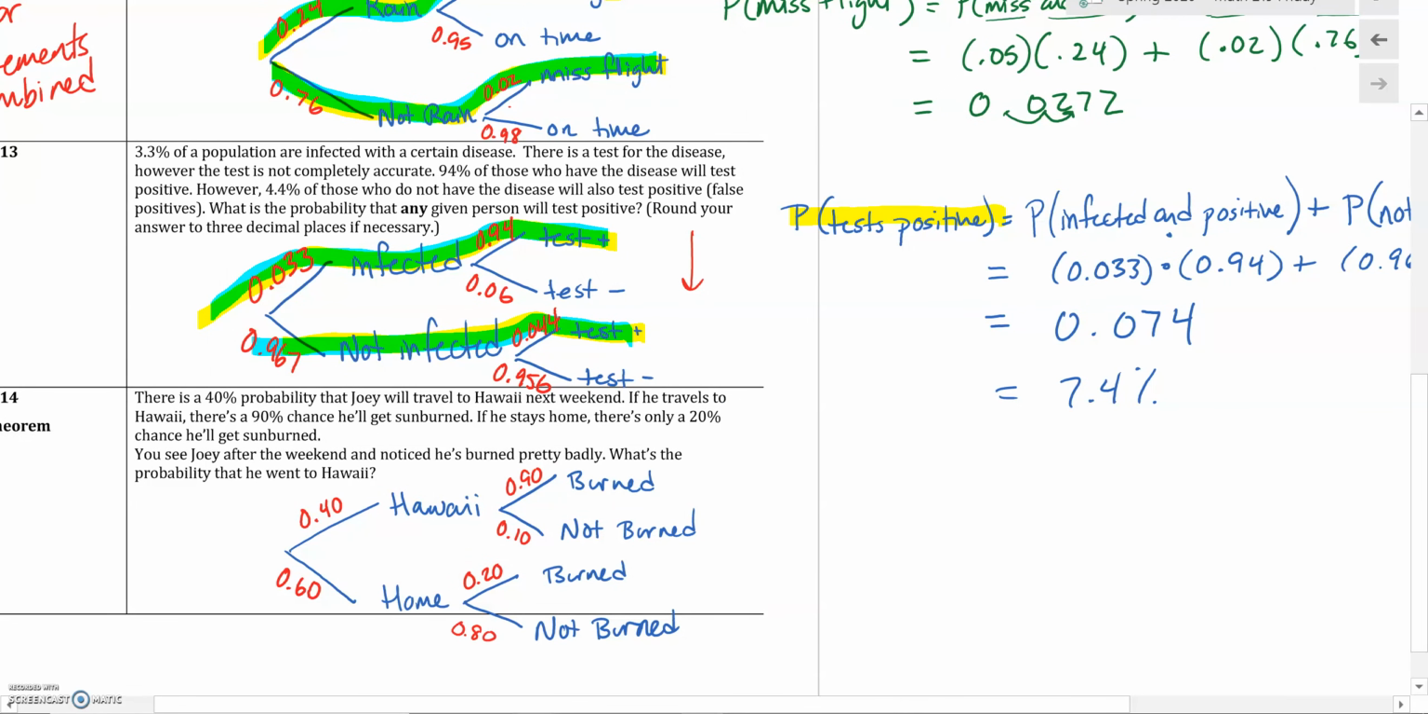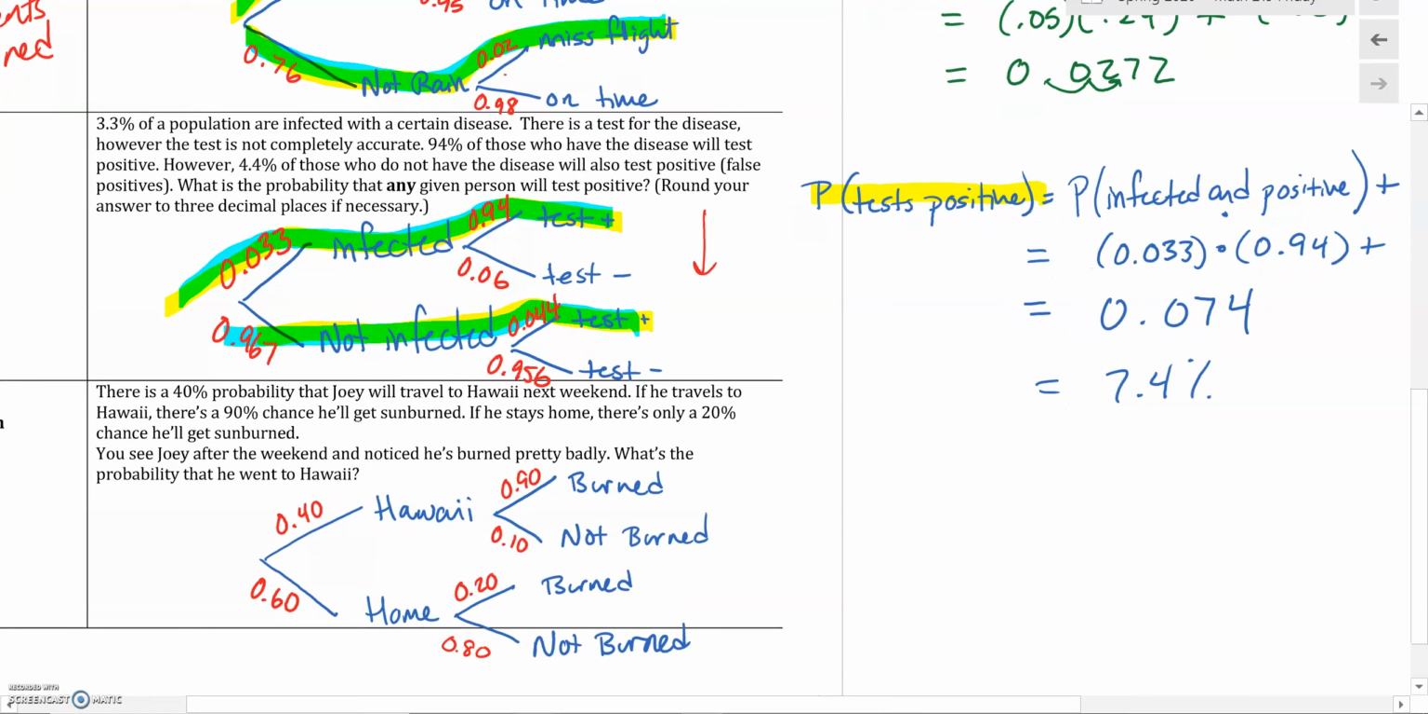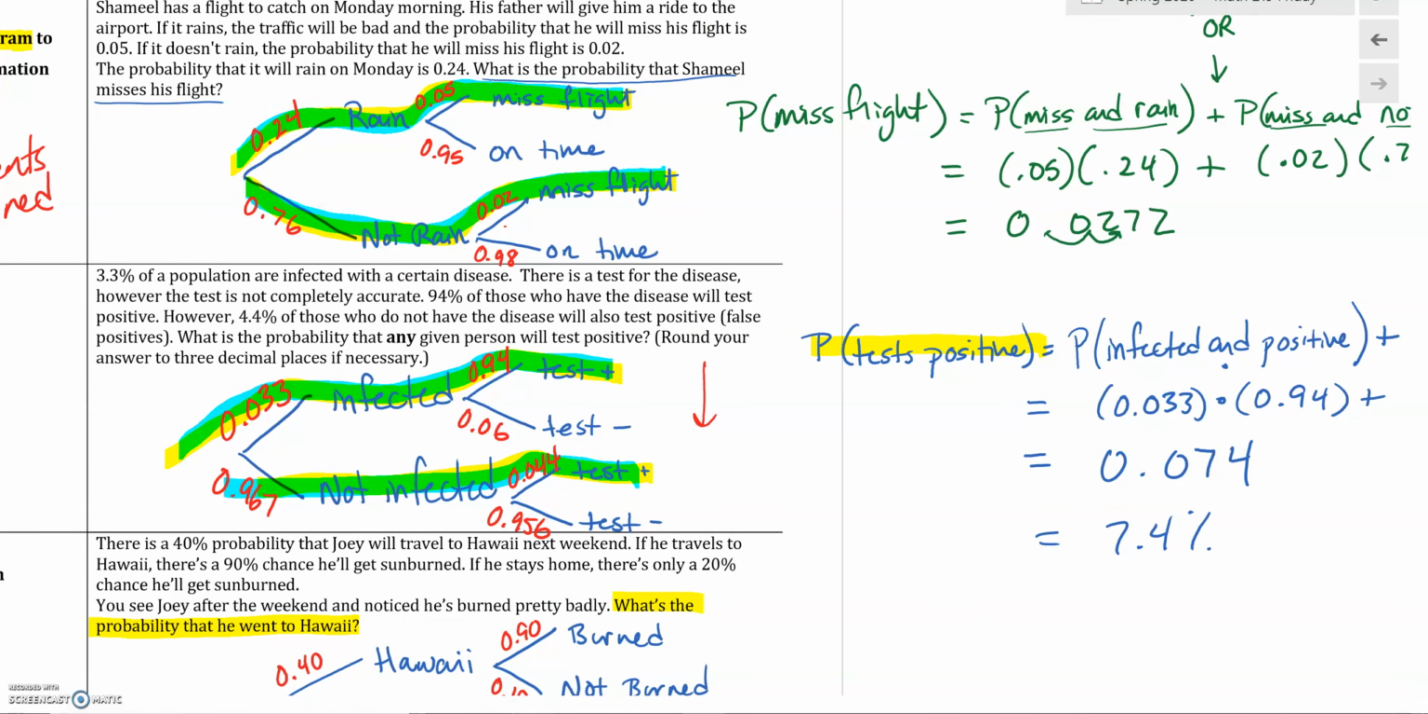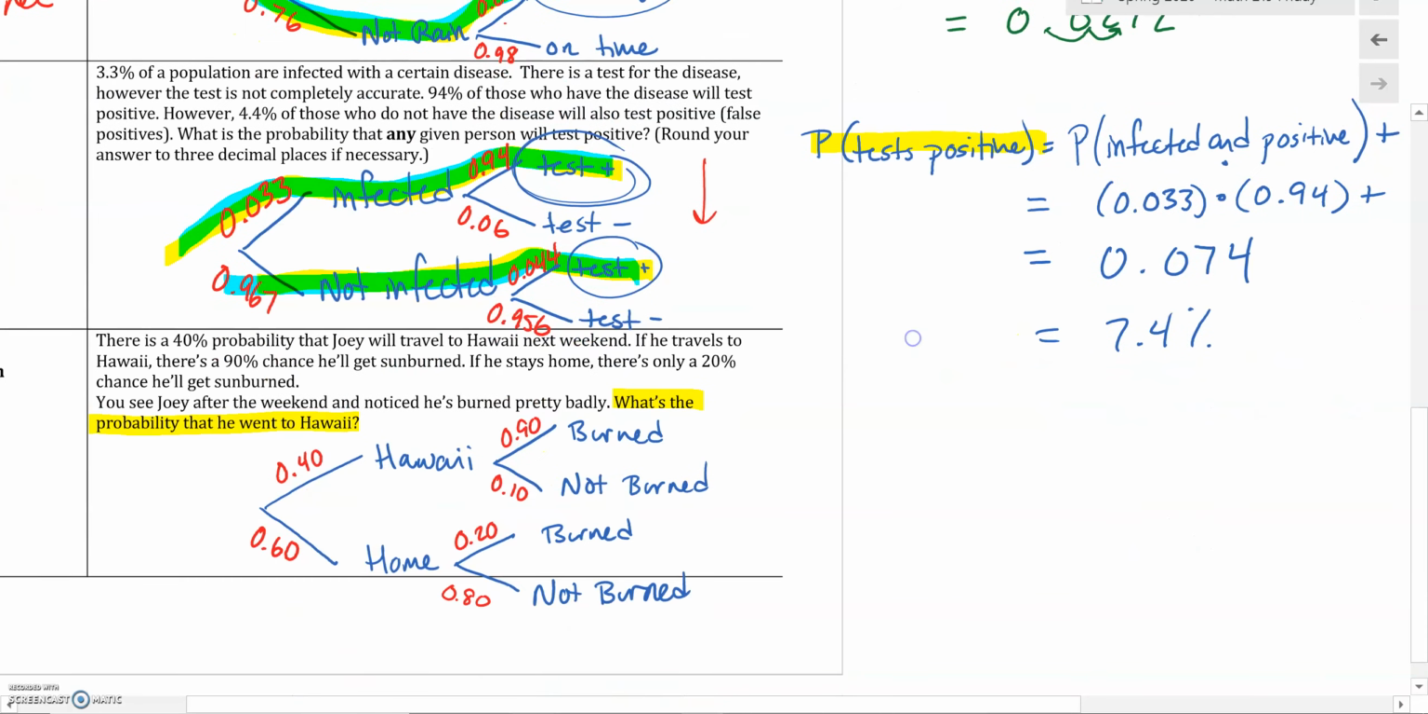Okay, here's where this is a little different than the last two we just did. The final question is a little different. It says, after the fact, we notice that he's got a sunburn. So what's the probability that he went to Hawaii? See, for all these, we are trying to find out what's the probability that he got to this ending point, right? That he missed the flight or that he tested positive. Here it's a little different. We know that he's burned. They say, look, you see him and he's burned. What's the probability that he got it here in Hawaii as opposed to being at home? So we're not looking for the end points here. We're looking for this piece.